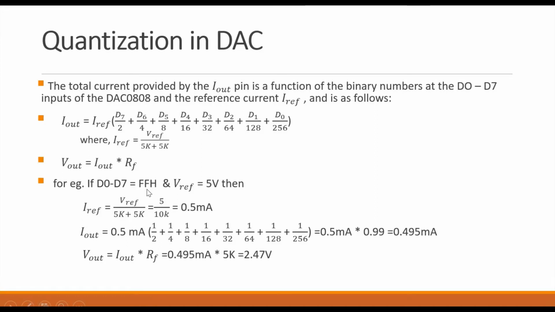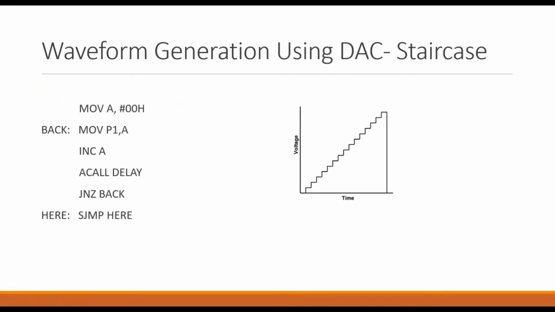Let's suppose you have given a value of FFH from the microcontroller to the DAC, and you have considered the reference voltage as 5 volt for the same circuit. Then by the formula you can calculate I reference as 5 divided by 10k, which gives 0.5 milliampere. Substituting the values, the bit is FF, so all bits will be 1. So 1 divided by the word bit multiplied by I reference gives you 4.495 milliampere. Multiply this value with RF. RF we have considered as 5 kilo ohms. So this is the analog equivalent of this digital value. This is how the calculation is done for a DAC.